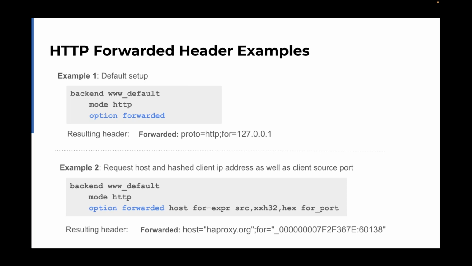But if you want to get more complex with it and add some customizations, example 2 gives you the request host and then a hashed client IP address and client source port. So that's as simple as using the option forwarded with the host option, and then the for-expr option, which gives you the ability to add that source with the hex code.